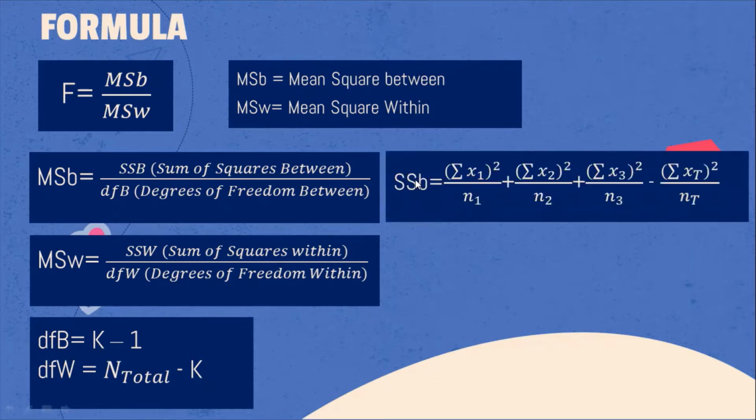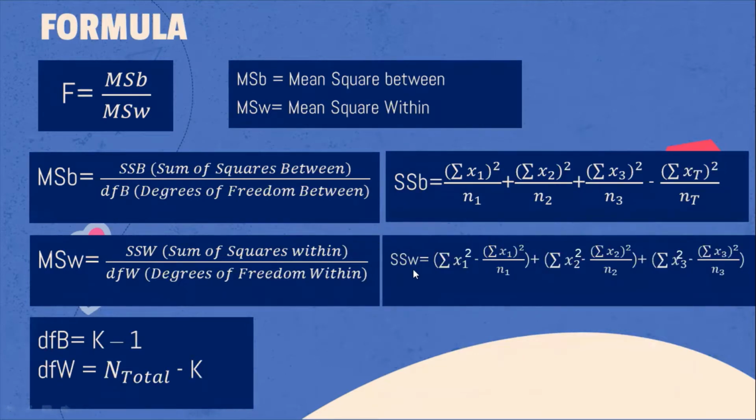In order for us to know the value of SSB, we need to do this formula. That is, SSB is equal to the square of summation of x sub 1 over n sub 1 plus the square of summation of x sub 2 over n sub 2 plus the square of the summation of x sub 3 over n sub 3 minus the square of the summation of xt over n sub t.